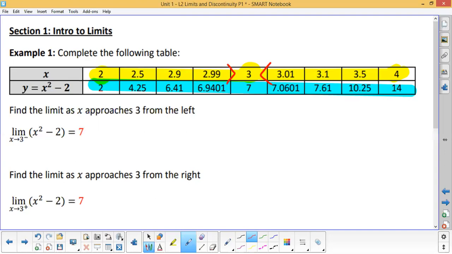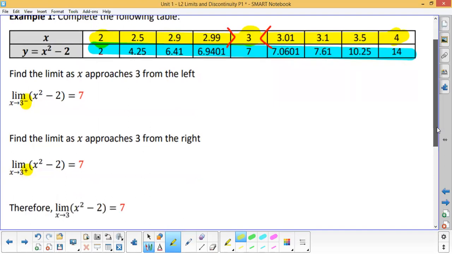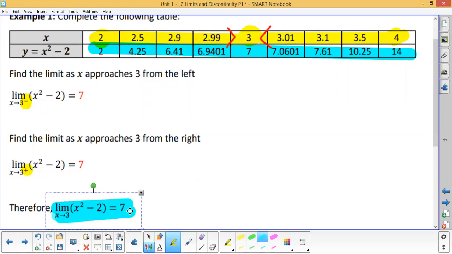So the limit of this function x squared minus 2 as we approach 3 from the left, now I'm trying to highlight the superscript here. When you see a negative, that means I'm approaching from the left. When you see a positive, that means I'm approaching from the right. Because both of those values are the same, I can make the conclusion that the limit of the function x squared minus 7 as x approaches 3 is equal to 7.